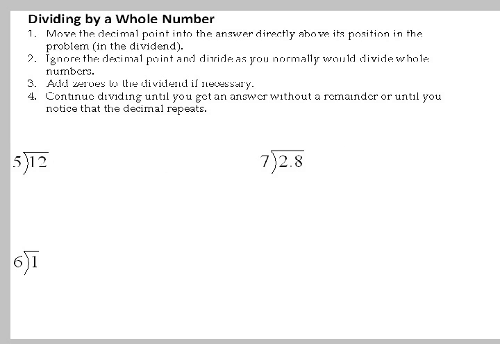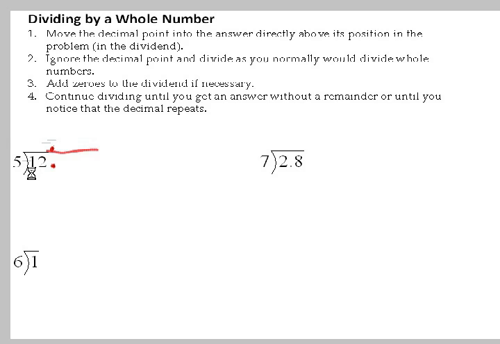So if we take a look at this first example, 12 divided by 5. Well, 12 is a whole number, so its decimal point would be right after the 2. So our first step then is to take the decimal point and move it right above into the answer, right above where it was. We can extend the line here of our division problem, and then we're going to go ahead and do the division. So we'll go step by step.